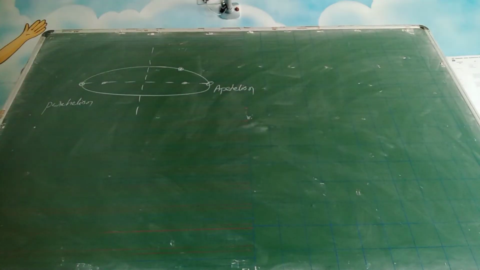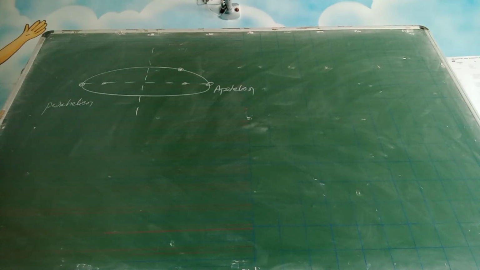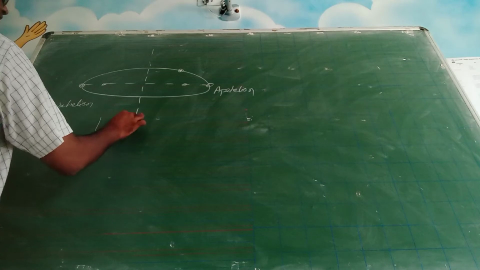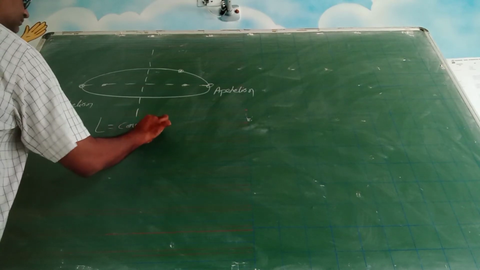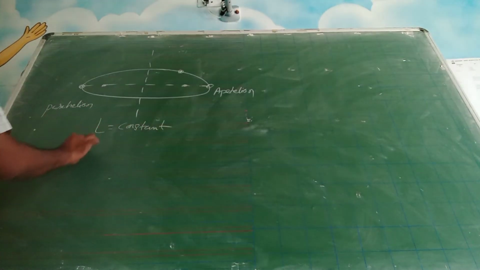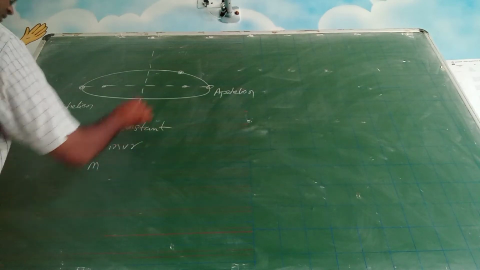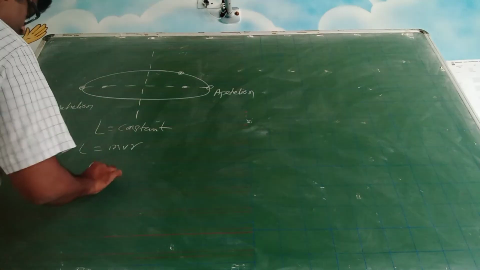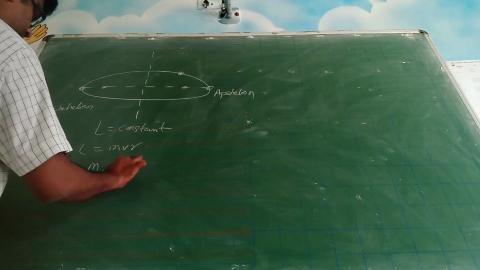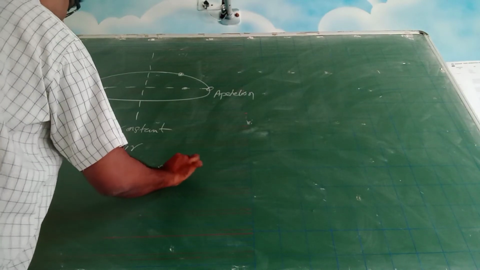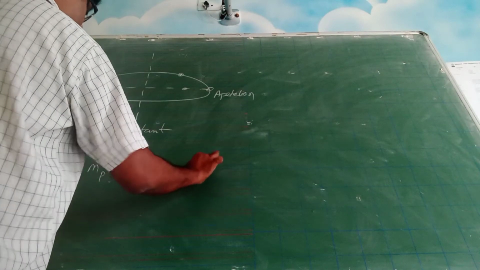Now, because it's undergoing a rotational motion under no influence of external forces, your angular momentum will be conserved. L will be constant. What is L? L is nothing but mvr. So can I write, let us say the mass of the planet is mp: mp into vp into rp is equal to mp into VA into RA.